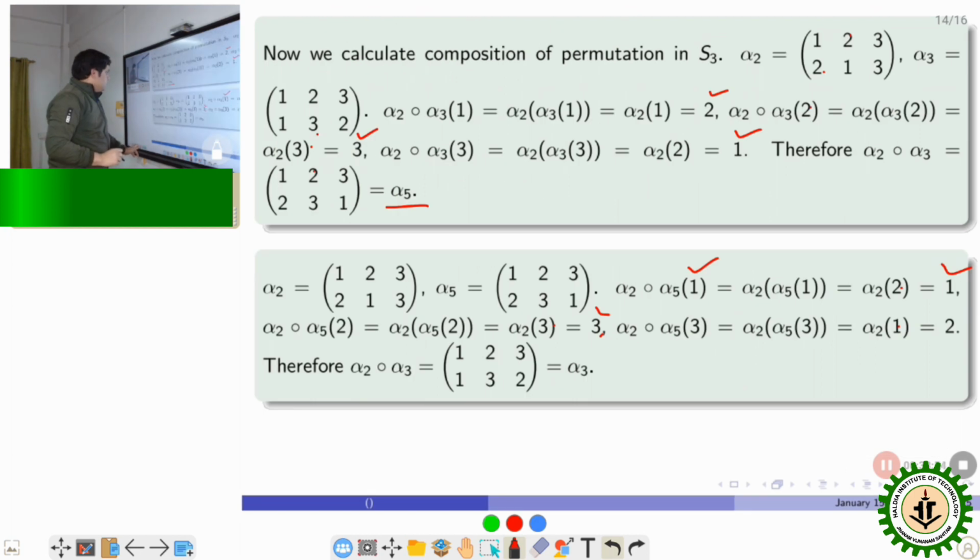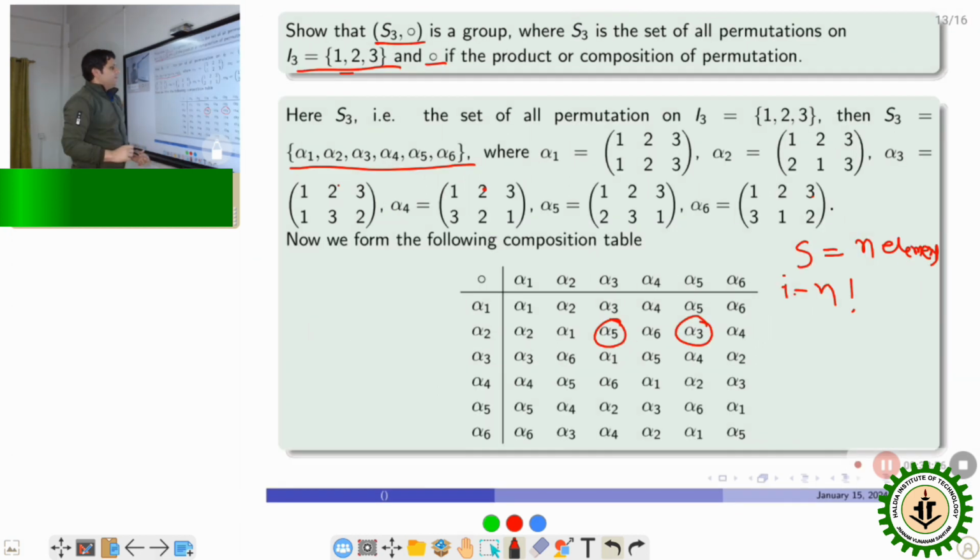Now, from this composition table, if we take any two elements, alpha 1 and alpha 1, and use the composition of any two elements, then from this table you see that the result must be an element of S3. Therefore, permutation composition is a binary operation on the set S3. This is the first property. And the second property is the associative property.